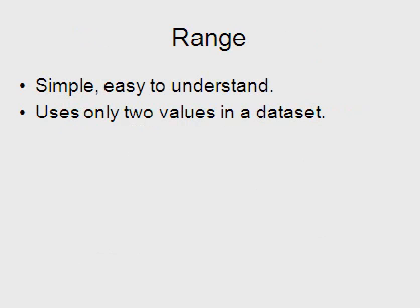Now the range is a great measure of dispersion. It's very simple. It's easy to understand. However, it only uses two values in a data set. Therefore, if the data set is quite large, for example, if there are 1,000 values in a data set, you'd be ignoring 998 of them. So we need another measure of dispersion.